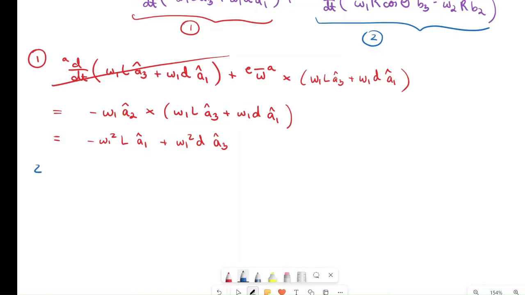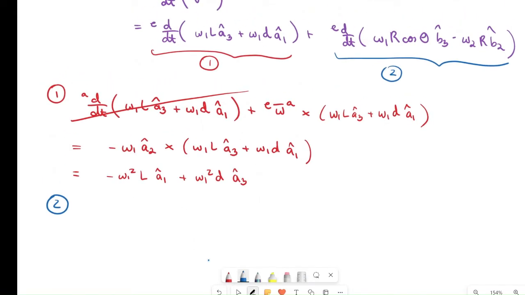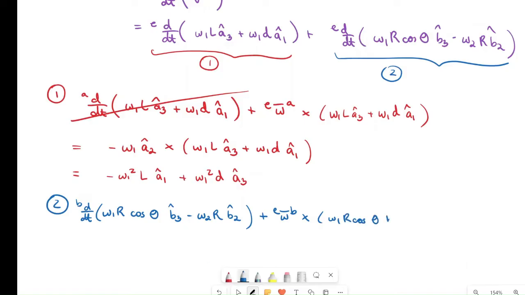The second part of that expression is going to be a little more messy, but we'll persevere again. So we have the time derivative of this expression with respect to the frame it's in, which is the B frame, plus the angular velocity of B with respect to E, crossed with the original vector, which is omega 1 r cosine theta B3 hat minus omega 2 r B2 hat.